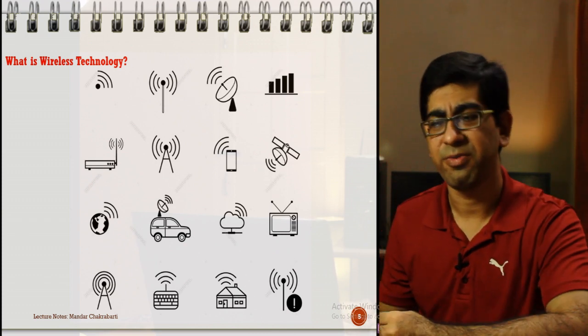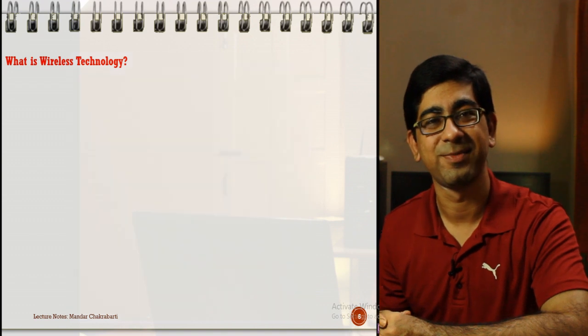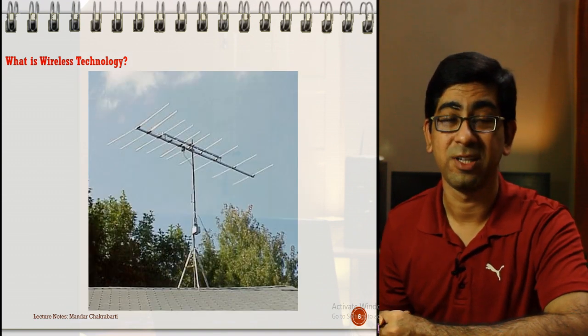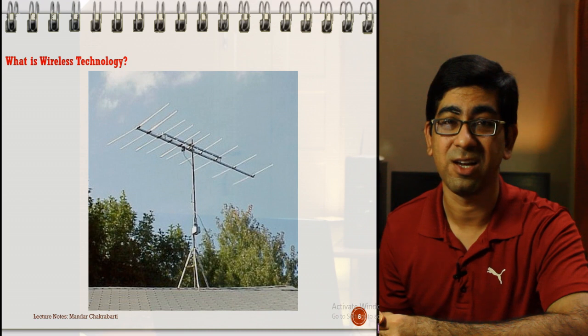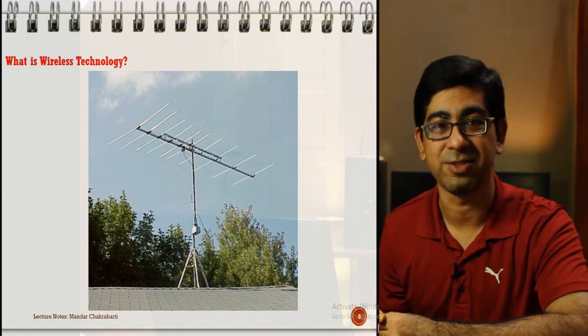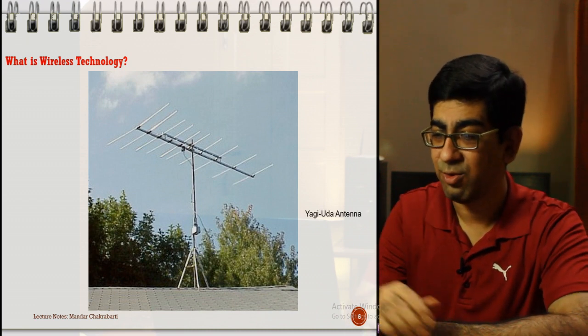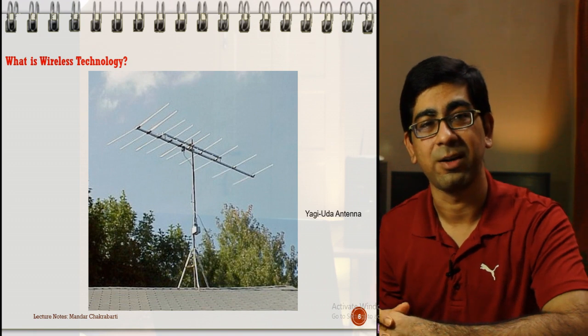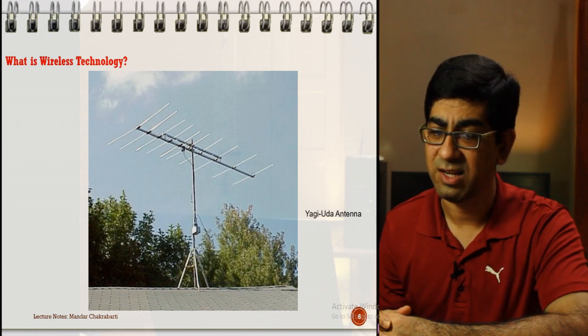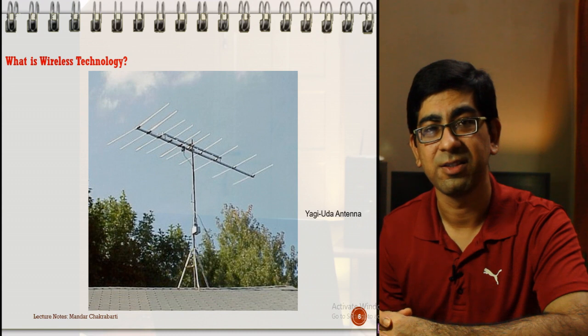How many of you are familiar with this device? Now I'm pretty sure that the younger viewers of this audience are going to be a bit puzzled by this device. This is known as a Yagi-Uda antenna. It was utilized in the 1980s and 1990s for receiving television signals.